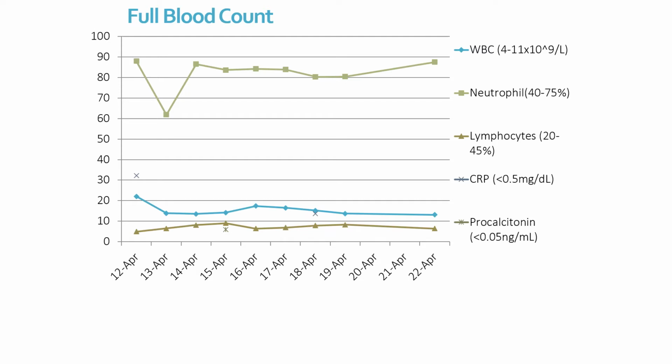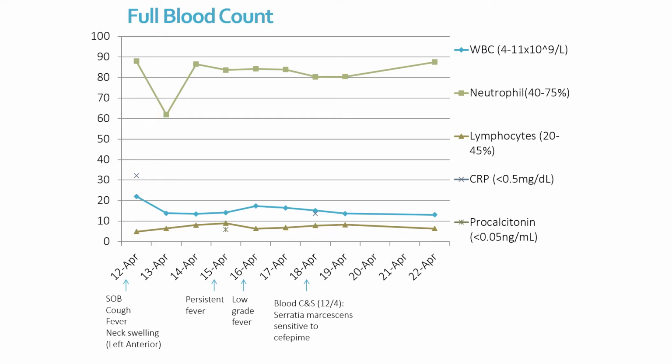A brief of the patient's progression. She complained of shortness of breath, cough, fever, and neck swelling during admission. She also had fever on 15 and 16 April. The results of the culture test came out on 18 April, showing that the bacteria is sensitive to ceftazidime. Starting from 21 April, the patient complained of cough and fever.